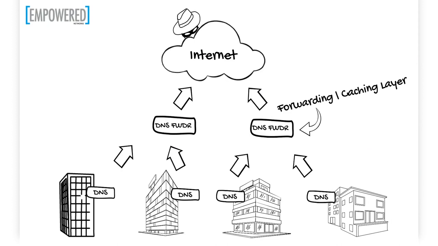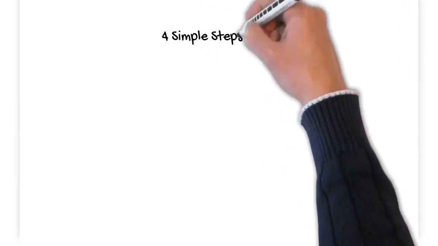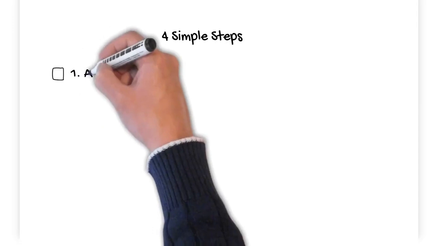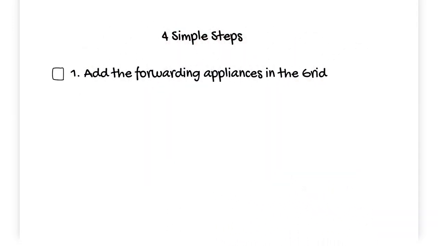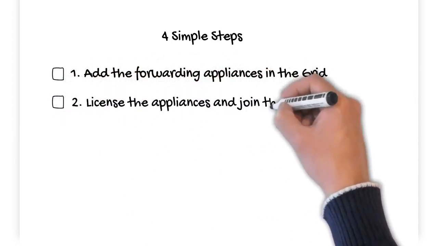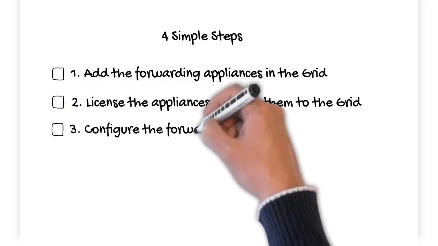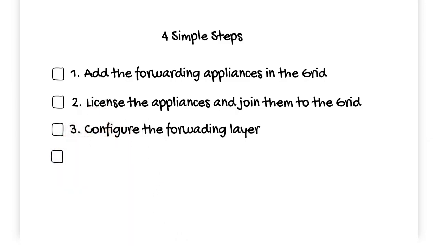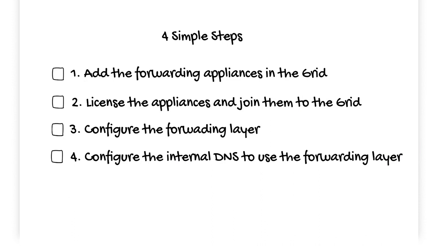Infoblox allows both virtual and physical appliances. The configuration is the same. There are 4 simple steps to setting up a DNS forwarding layer. Step 1, add the forwarding layer to the grid. Step 2, license the appliances and have them join the grid. Step 3, configure the forwarding layer. Step 4, configure the internal DNS servers to use the forwarding layer. Now, let's begin.